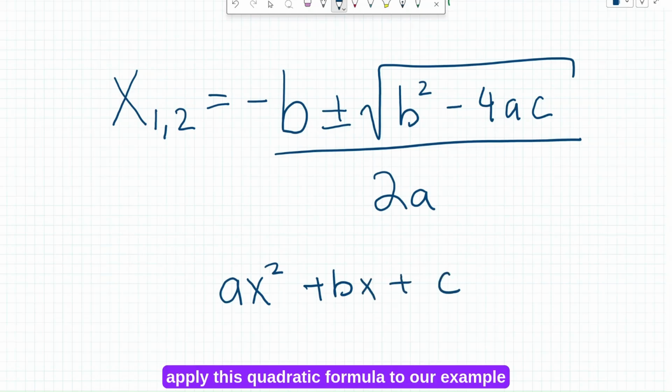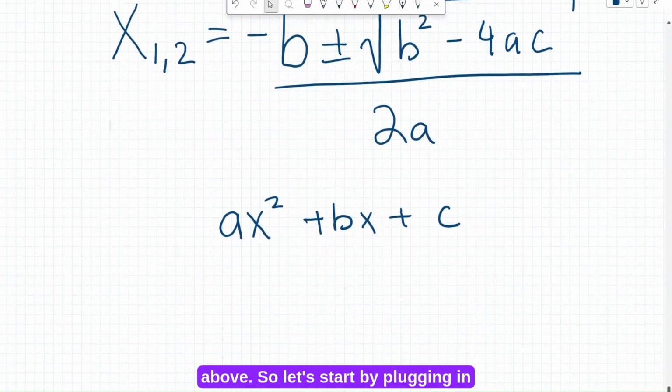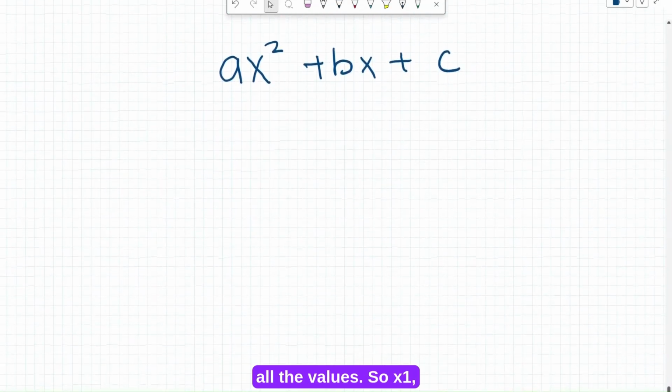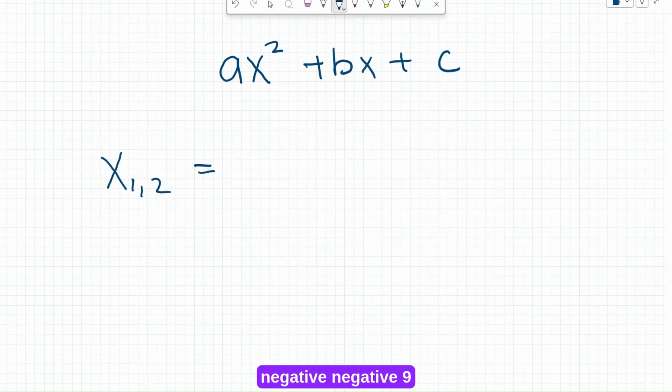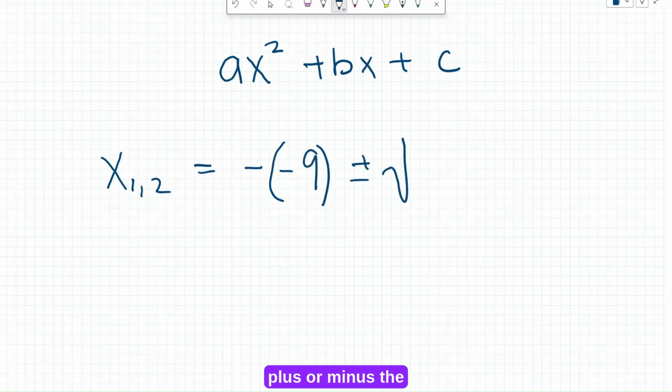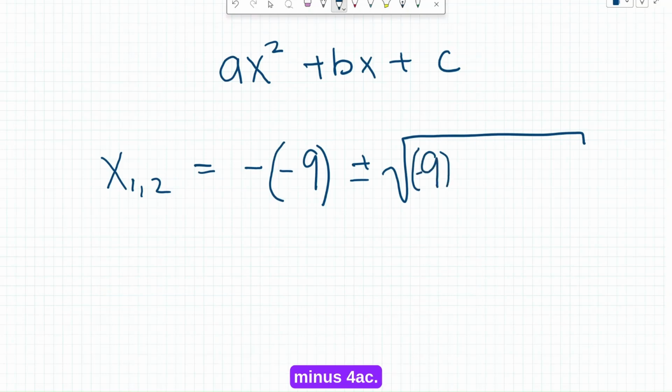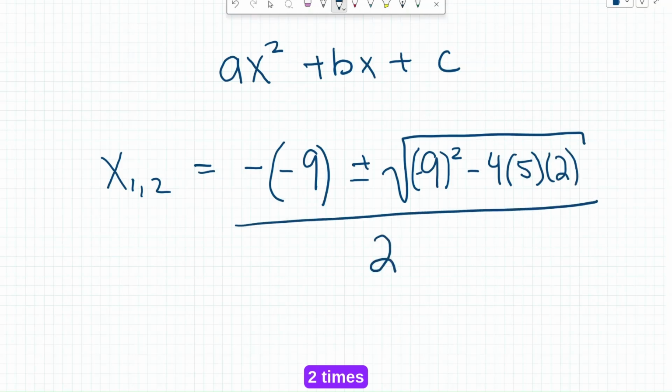Okay, now let's apply this quadratic formula to our example above. Let's start by plugging in all the values. So x1, x2 equals negative negative 9 plus or minus the square root of negative 9 squared minus 4 times 5 times 2, all over 2 times 5.